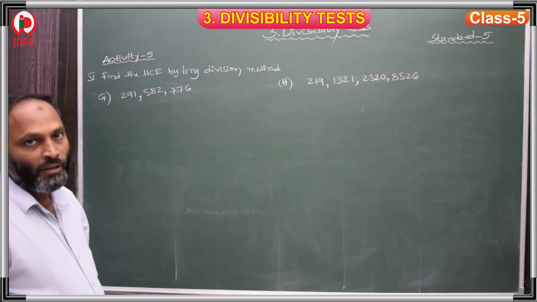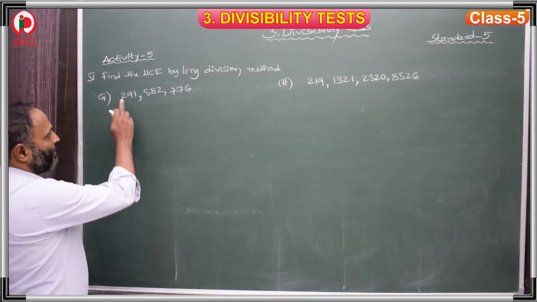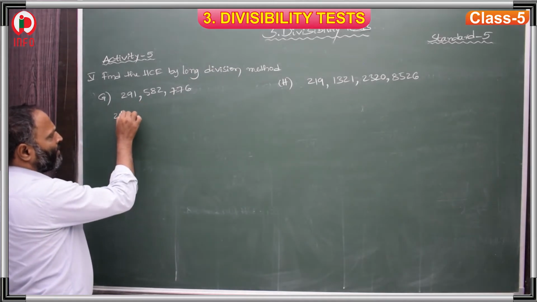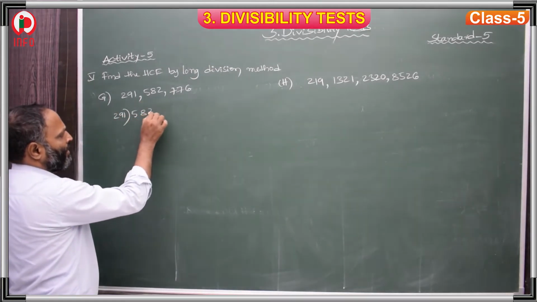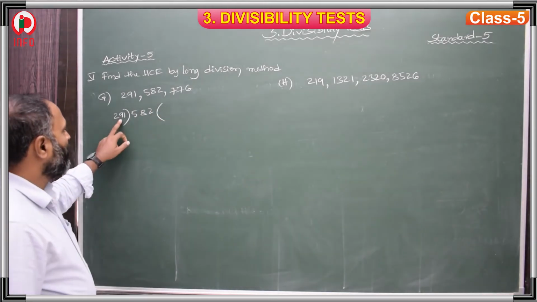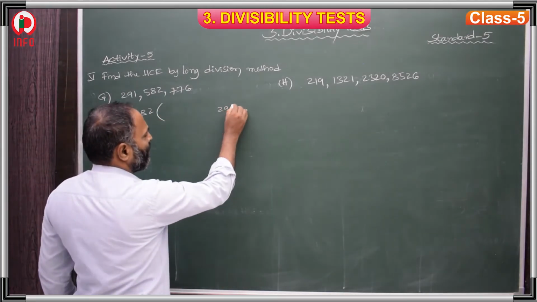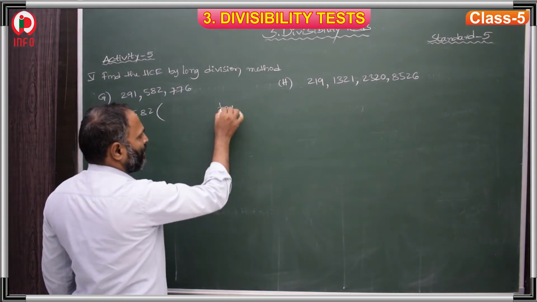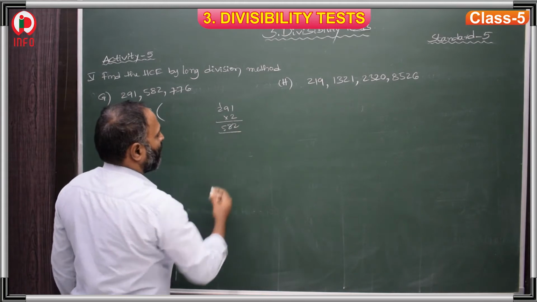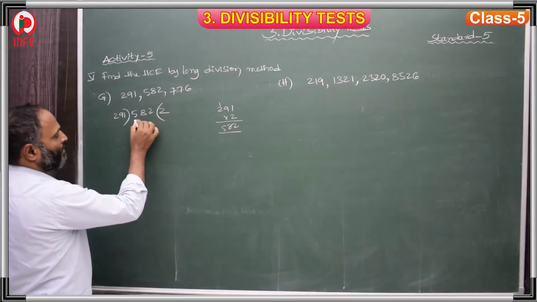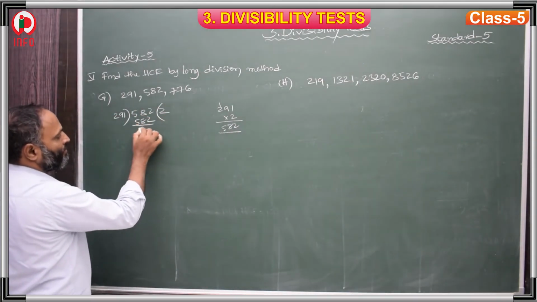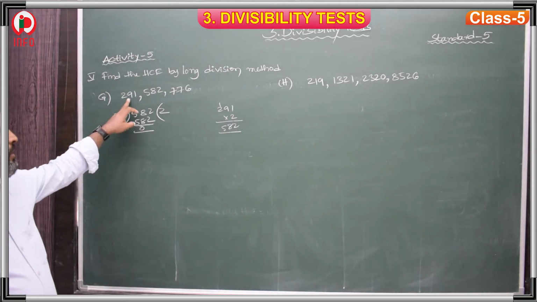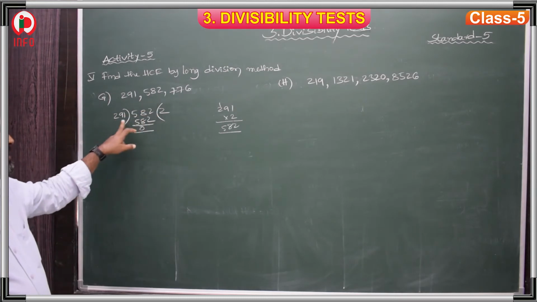When 3 numbers are given, how to find? Again the 3 numbers are given. First we take 2 numbers. 291 and 582. 291 twos are 582. So in 291 we get remainder 0. So this and this HCF is 291.